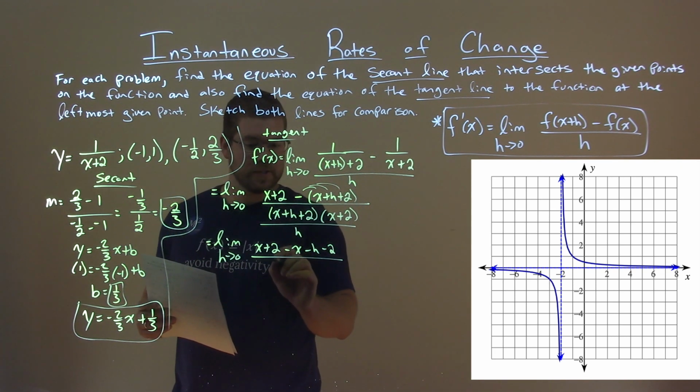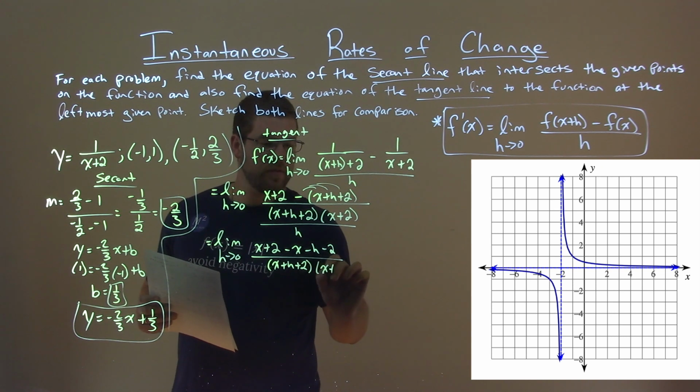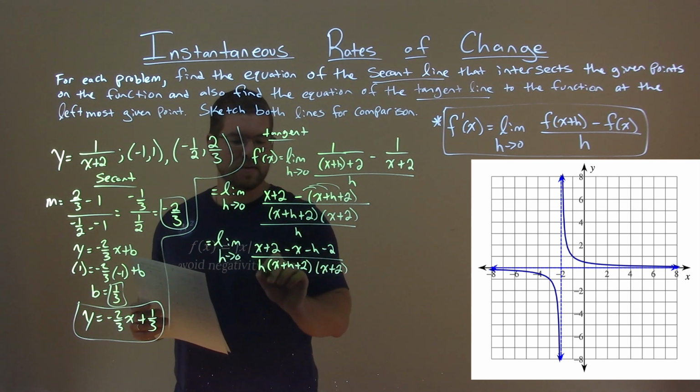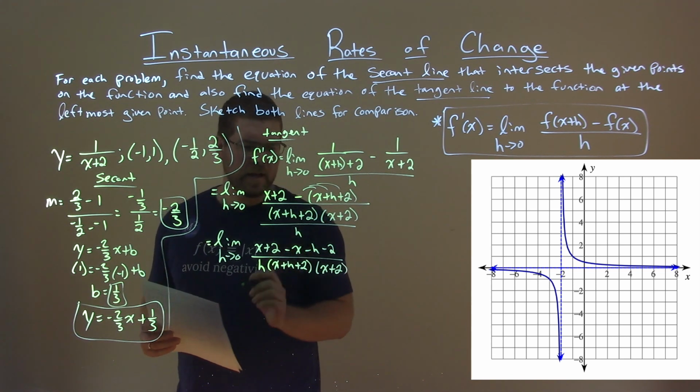Now watch this, actually. The whole denominator right here, we have the x plus h plus 2 and x plus 2 here. And we're dividing by that h, by everything. We actually can just toss it here. They're the same thing. Now let's look at what cancels.